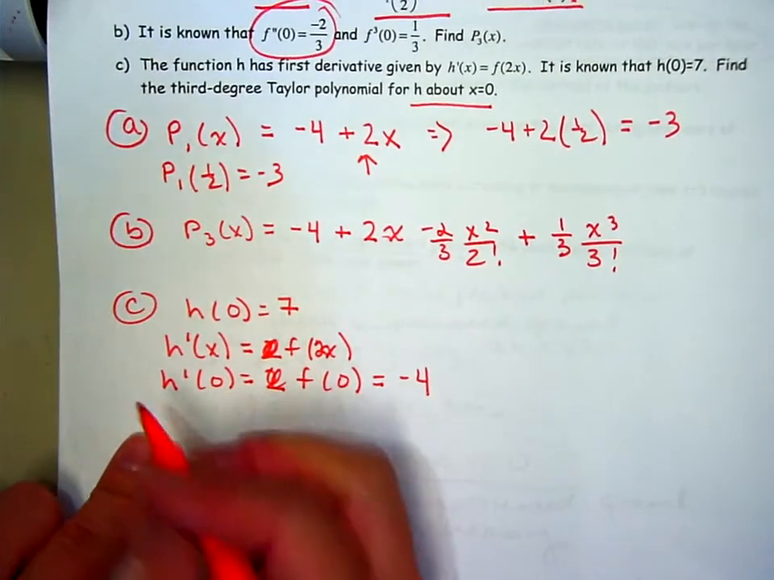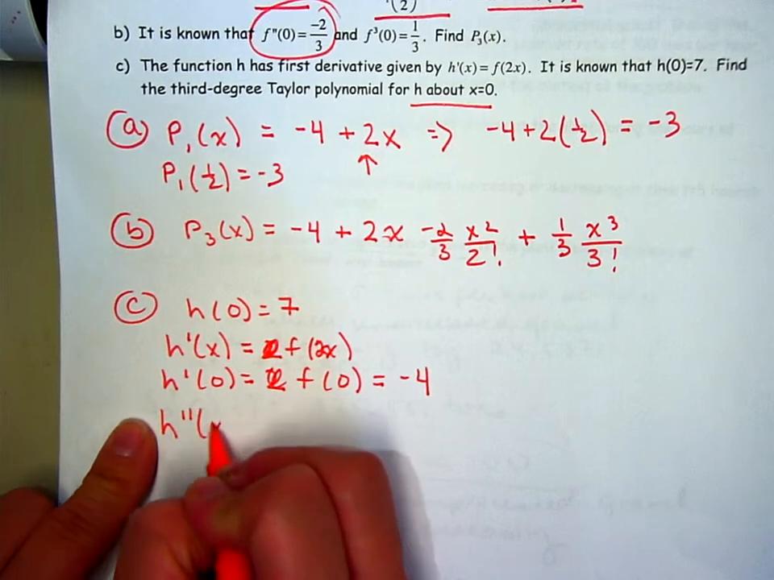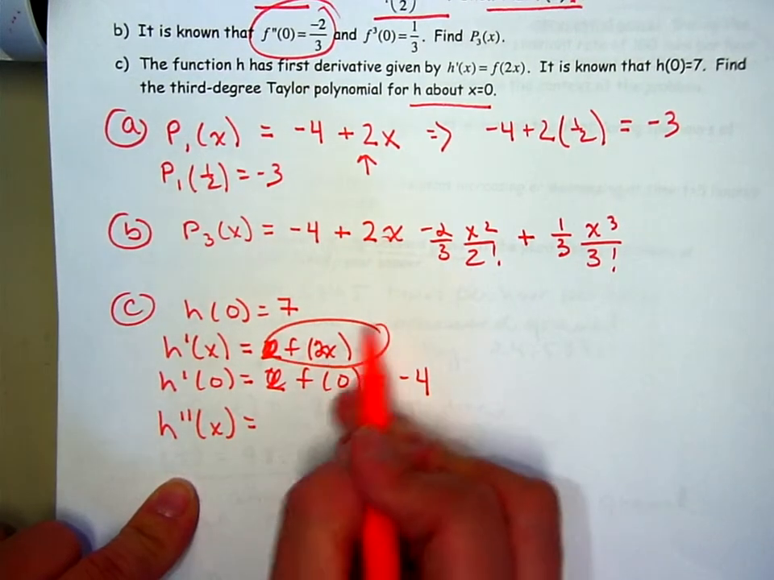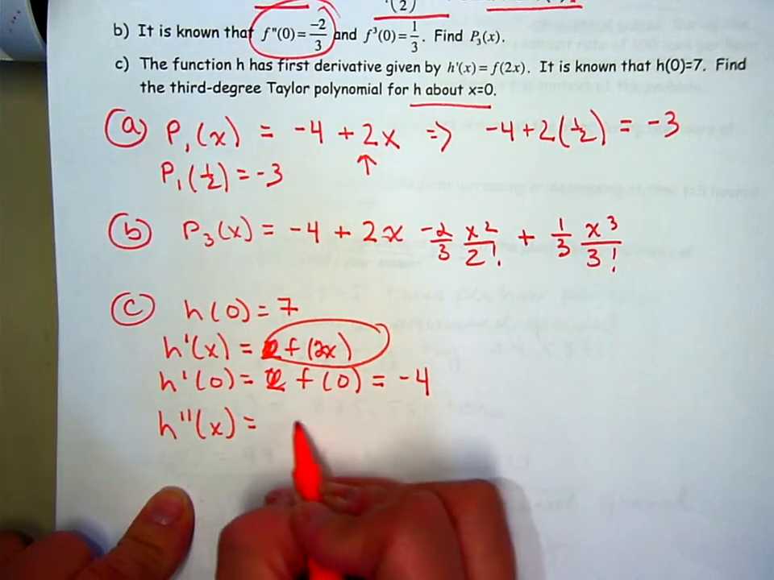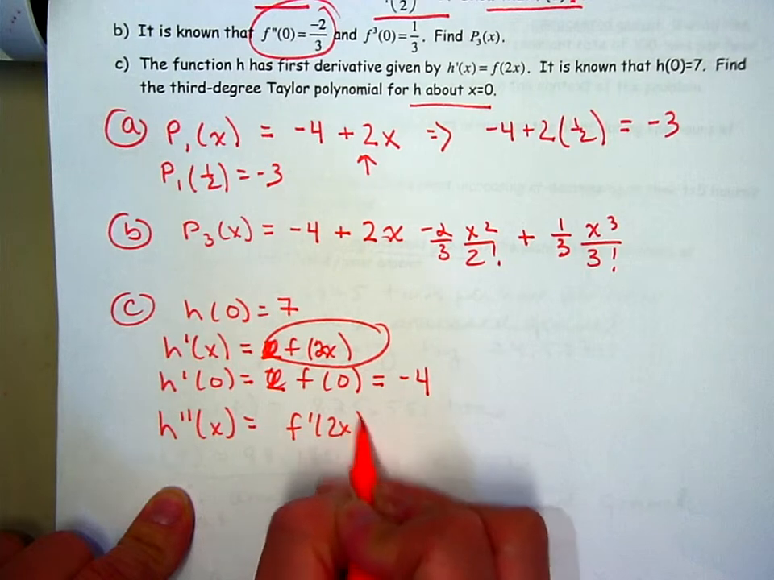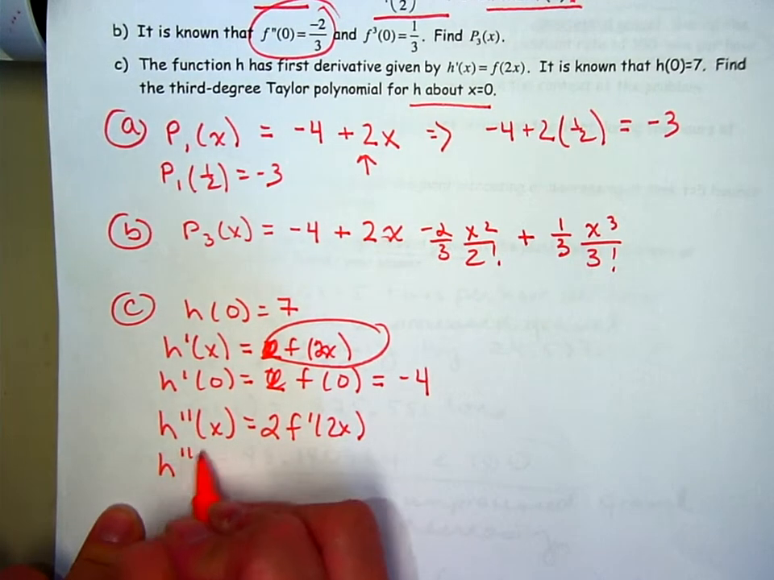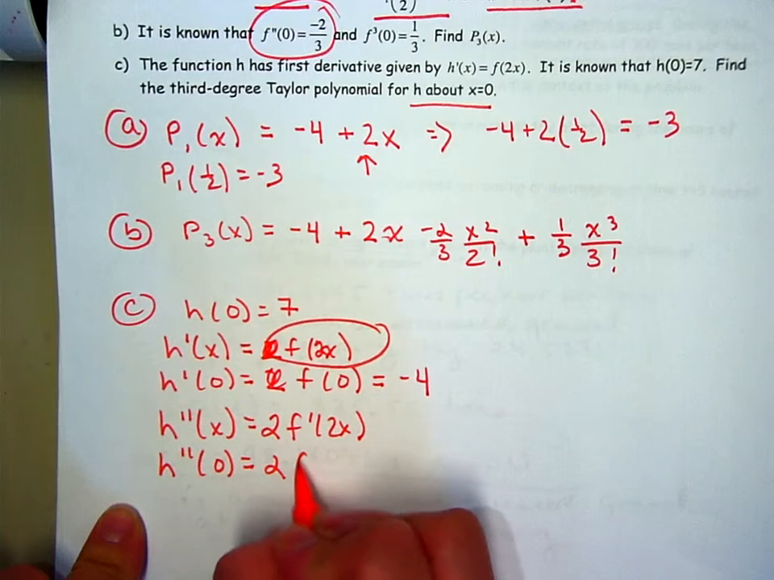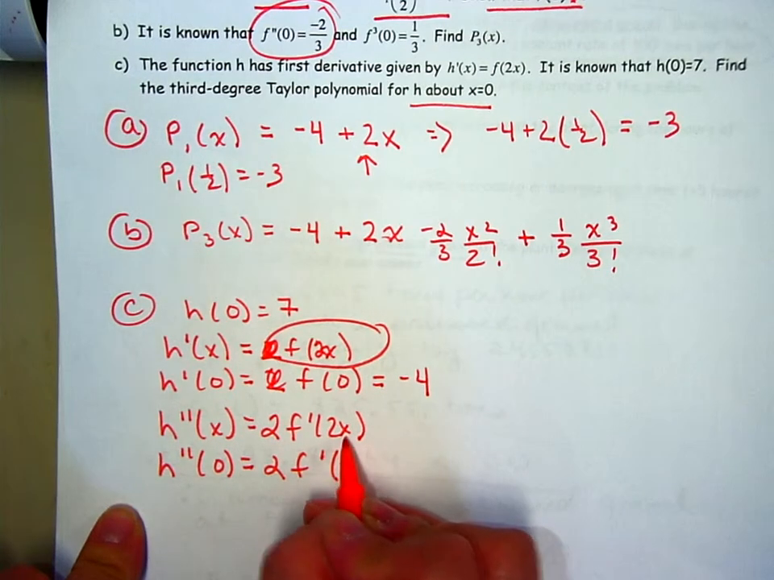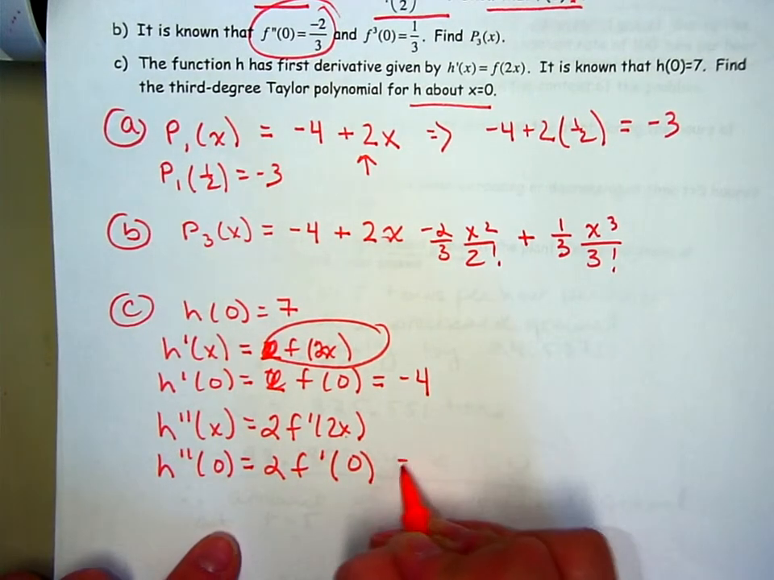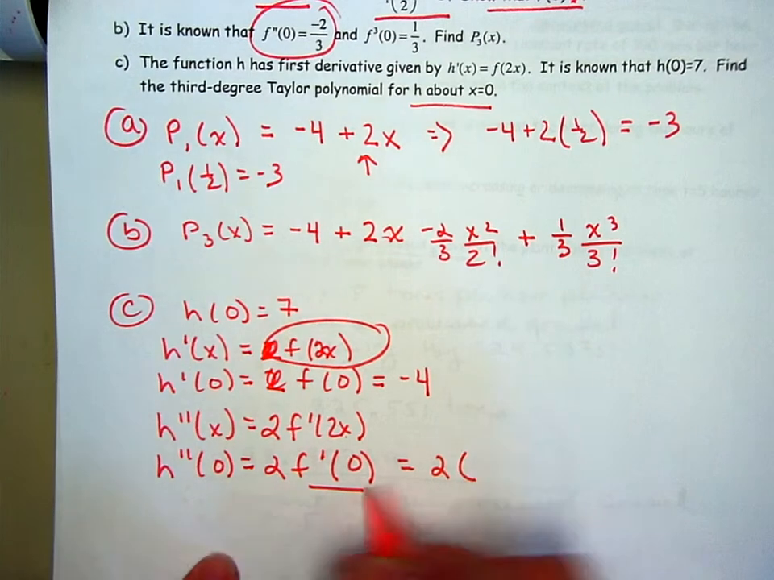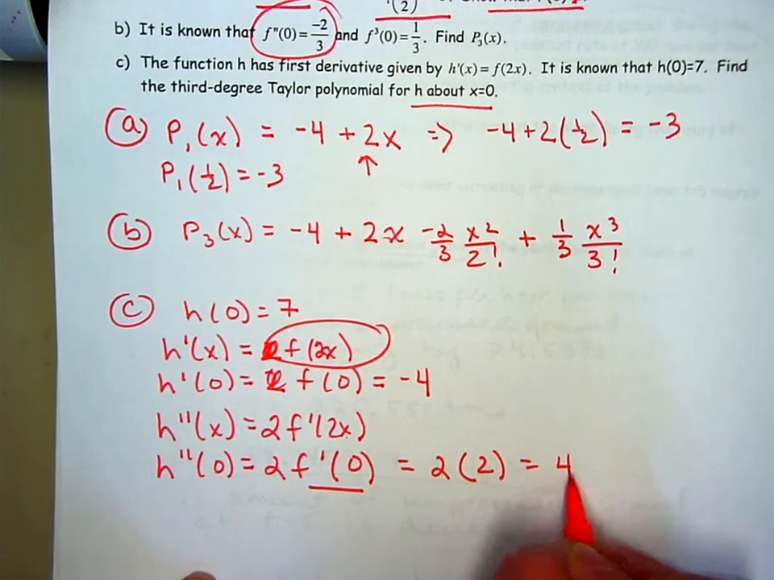So to find the second derivative of h, I'm going to take this derivative. So the derivative of this is f prime of 2x, but don't forget your chain rule, you need a 2 in the front. So h double prime of 0 is 2f prime of, plug in 0 for x, this becomes 0. I have 2, f prime of 0 is 2, so this value is 4.